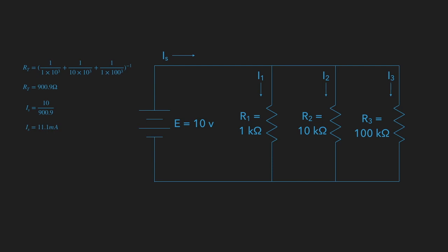Now that we've got RT and IS, we can jump straight into our current divider rule. For branch 1, we want to use the resistor value R1 equals 1 kilo ohm. We plug that all into the equation to get an answer of 10 milliamps.